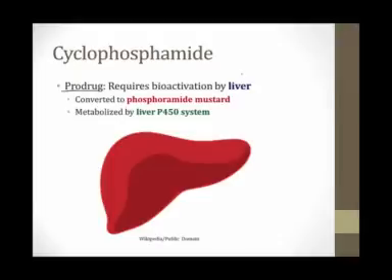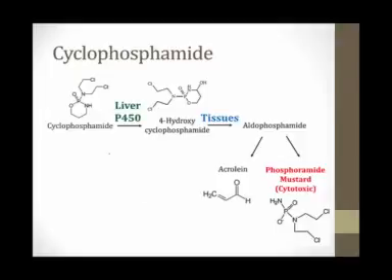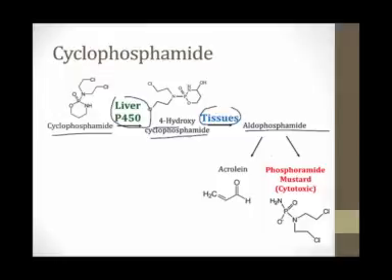Cyclophosphamide is a prodrug. It must be bioactivated by the liver. It is converted into a molecule called phosphoramide mustard, and importantly, it's metabolized by the liver P450 system, so co-administering cyclophosphamide with other drugs that affect the P450 system can be dangerous. Shown on the screen is the metabolic pathway by which cyclophosphamide becomes active. The liver P450 system converts cyclophosphamide into a structure called 4-hydroxycyclophosphamide. It then goes to the tissues where it's converted to a molecule called aldophosphamide and ultimately into phosphoramide mustard, which is the cytotoxic active form of the drug. It's also converted into a metabolite called acrolein, which we'll talk about in a minute.